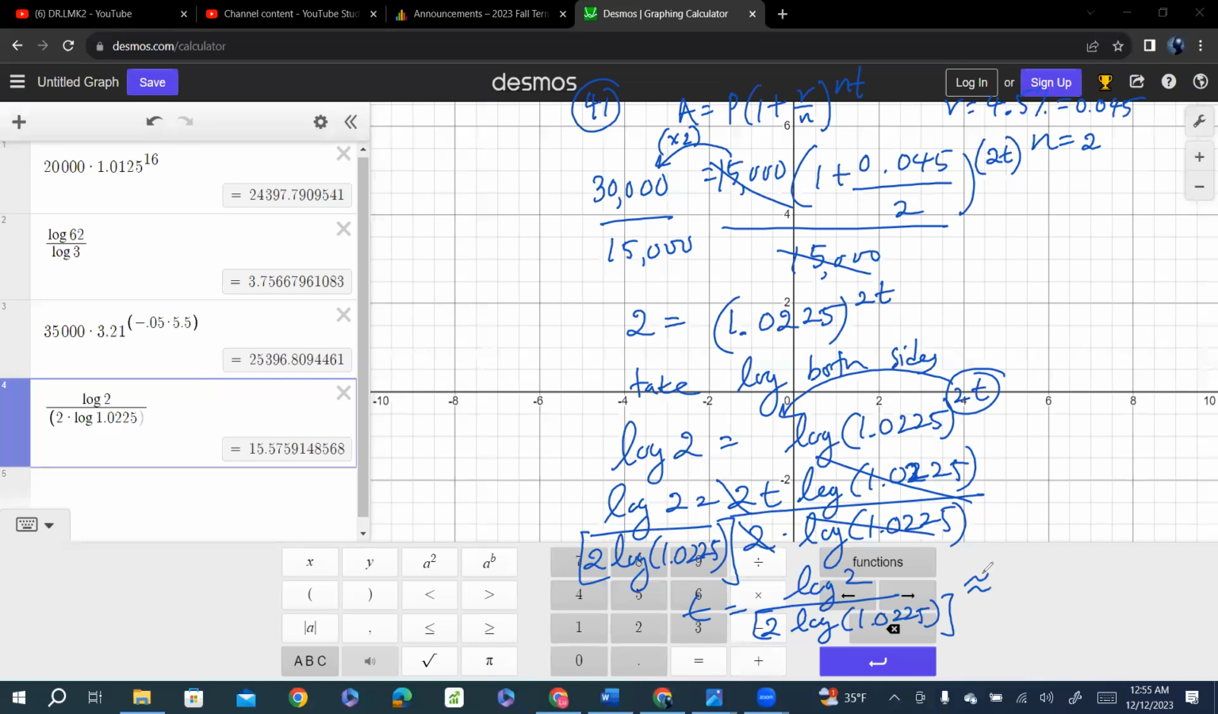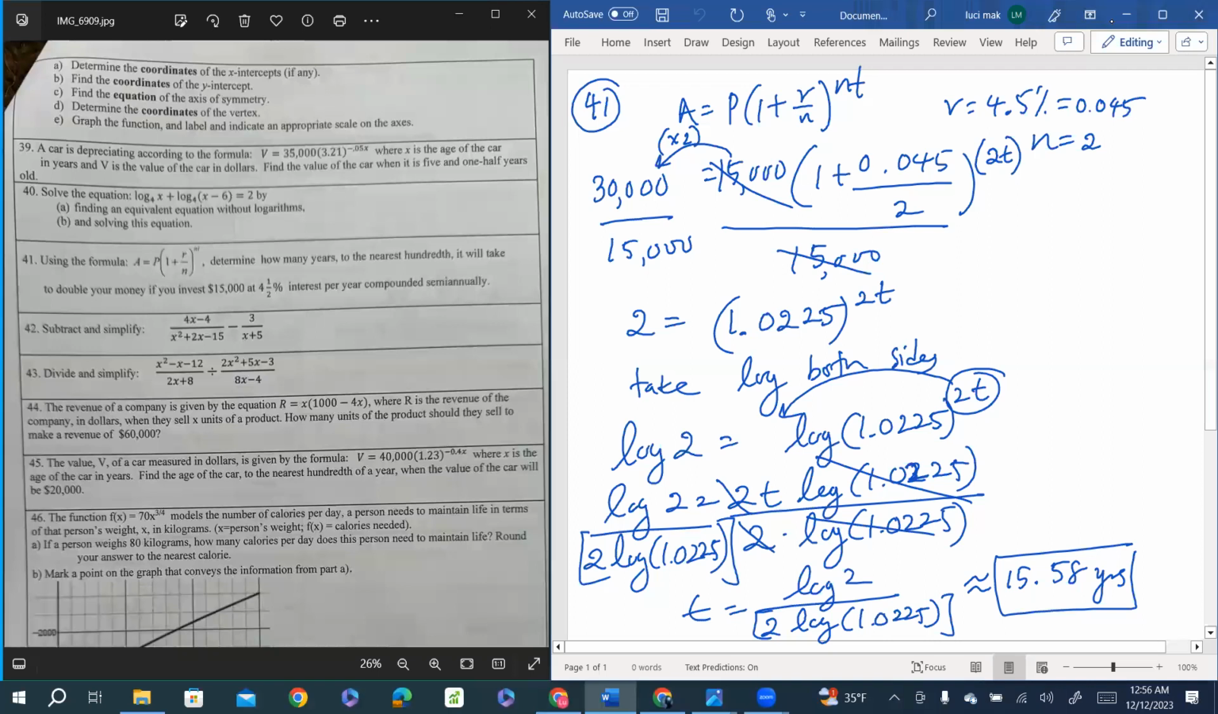to the nearest hundredth, second decimal place, 15.58 years. Okay, so 15.58 years. All right, so let me just confirm the answer for 41. 15.58 is correct. Okay, let's look at the next question.